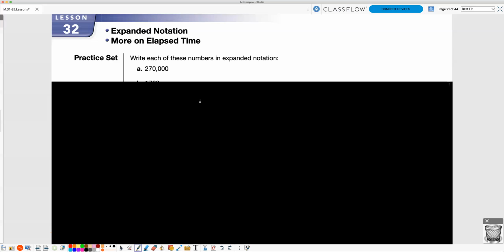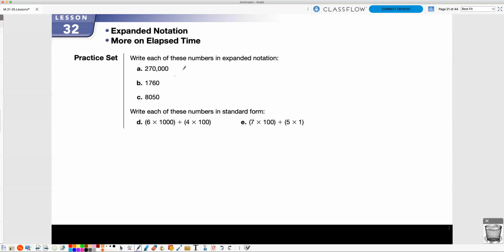All right, let's try these here. Write each of these numbers in expanded notation. For the first one, all you have to do is start your parentheses. You have 2 times what place value is the 2 in? It should be the 100,000s place. So you would simply write 2 times 100,000 plus 7 times what place value, the 10,000s place, and that is your expanded notation.